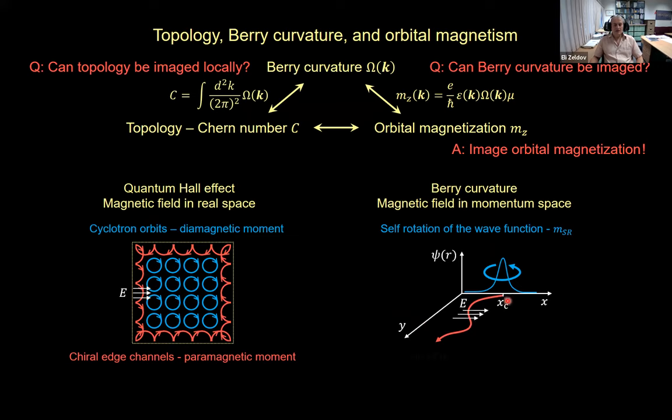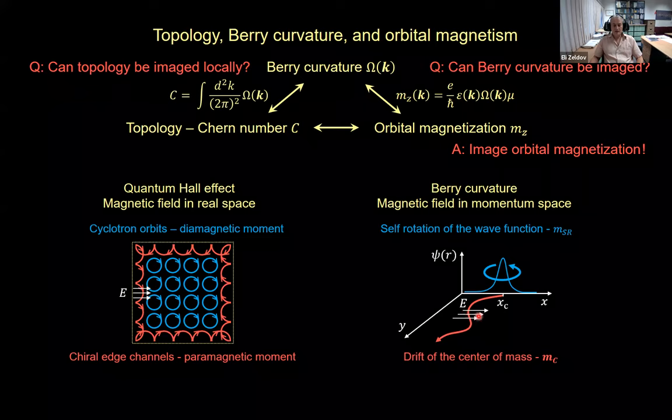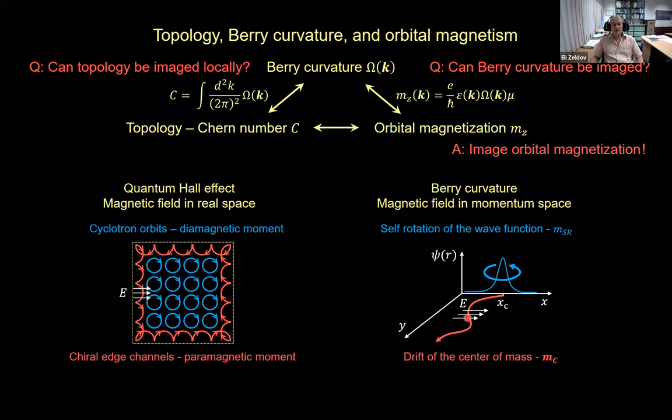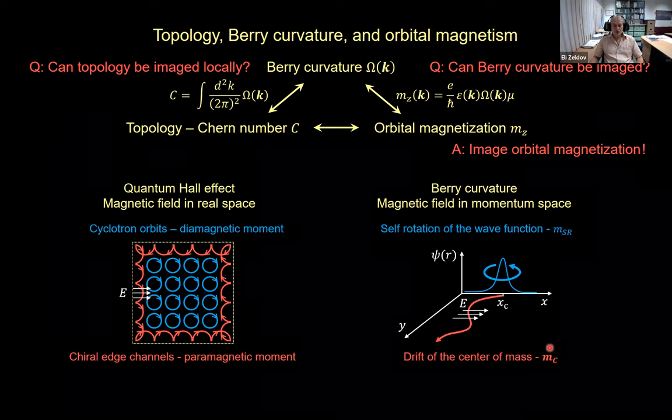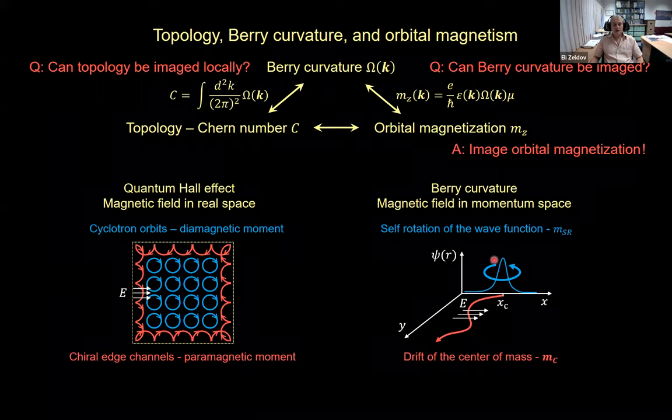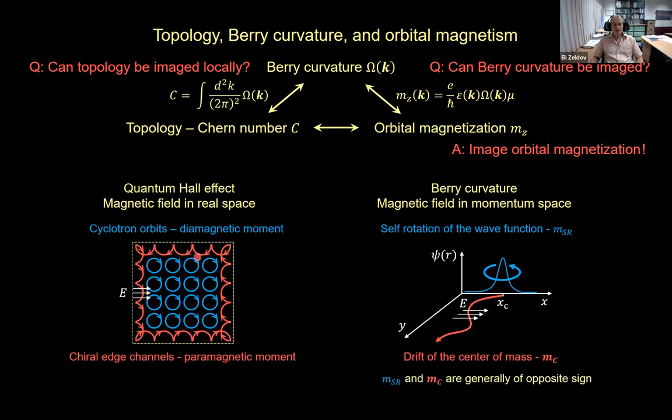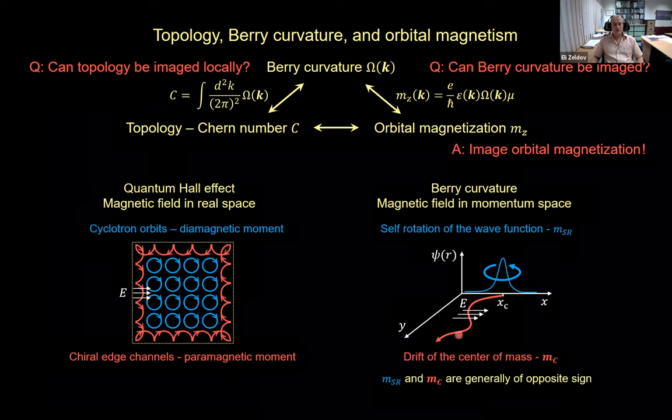The other is the anomalous velocity of the wave packet, again induced by a transverse electric field, which causes the drift of the center of mass of the wave function, which we call Chern magnetization because it is dominant in the incompressible states, in the Chern gaps, in contrast to the self-rotation, which is dominant in the metallic state. So by this analogy to the quantum Hall, we generally expect the MSR and MC to be of opposite sign.